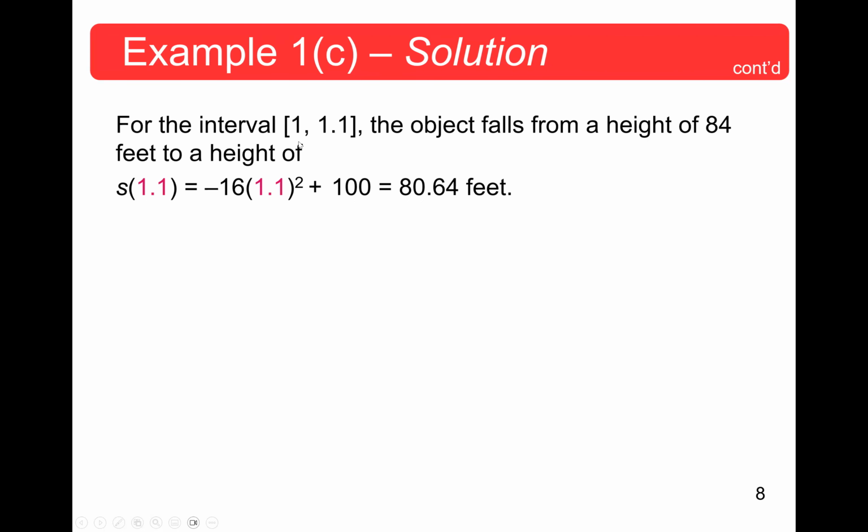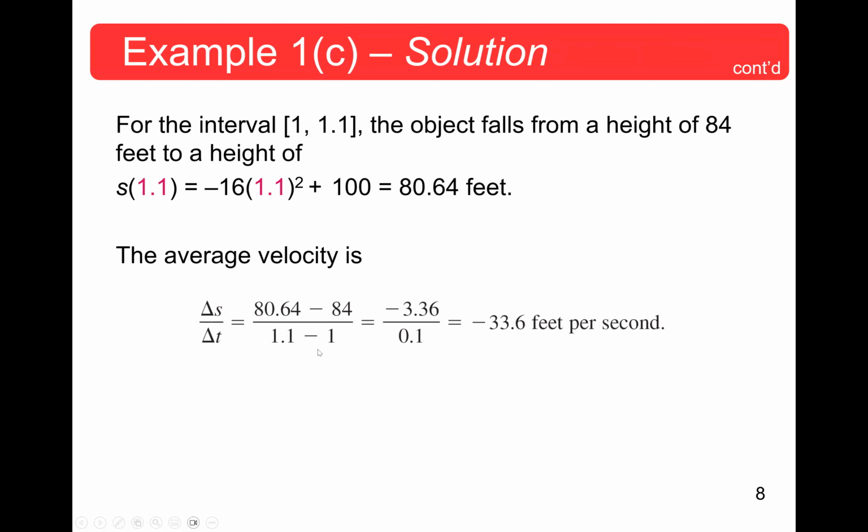Now, the next example, we have the interval of 1 and 1.1. We already know 1 is 84 feet. So we look for 1.1. Negative 16 times 1.1 squared plus 100 will give us 80.64. So ds over dt will give us 80.64 minus 84 over 1.1 minus 1. And that gives us negative 33.6 feet per second.